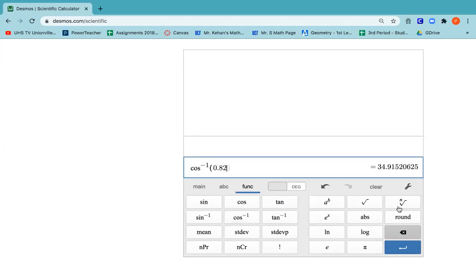So the inverse cosine of 0.82 is going to return 34.915 and so on degrees. And if I wanted to do this in radians, I can simply change my setting. Some of your calculators will require you to re-enter these values, but the inverse cosine of 0.82, remember this is a ratio, is going to return 0.6093 and so on radian measurements there.